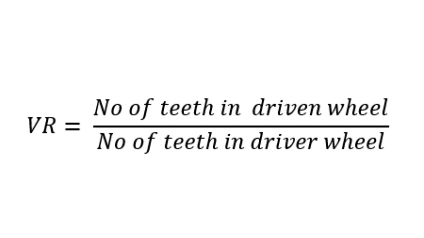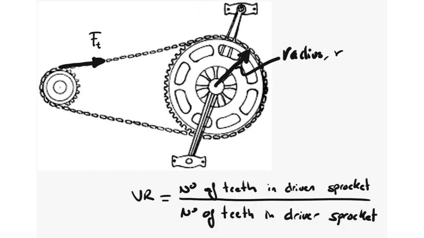Therefore, it can be seen that the velocity ratio is the ratio of the number of teeth in the driven wheel to the number of teeth in the driver wheel. Chain drives. A chain drive consists of an endless chain of links meshing with the driving and driven sprockets, as is seen in a bicycle drive. The chain fits into specially shaped teeth cut in the sprockets, which prevent the chain from slipping.